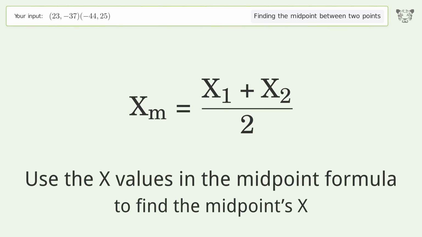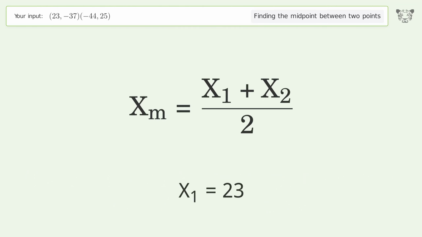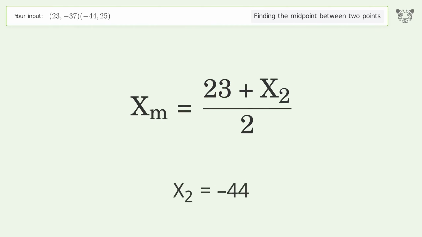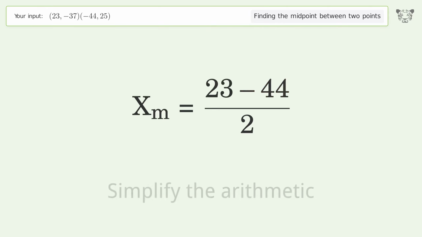Use the x values in the midpoint formula to find the midpoint's x. x1 equals 23. x2 equals -44. Simplify the arithmetic.